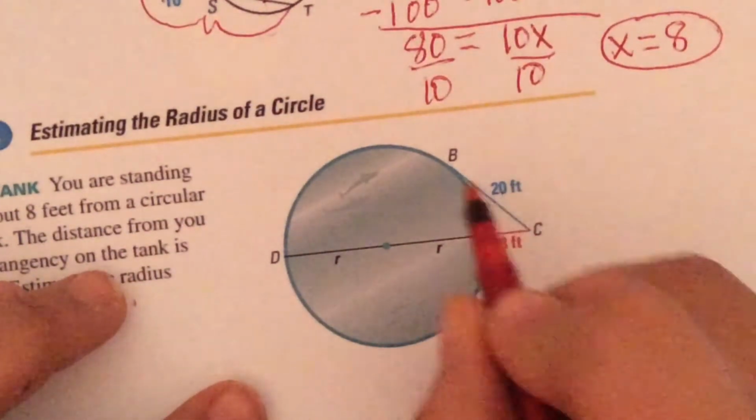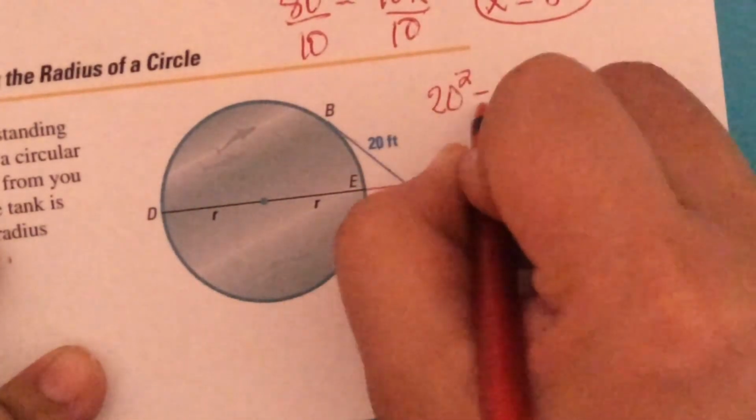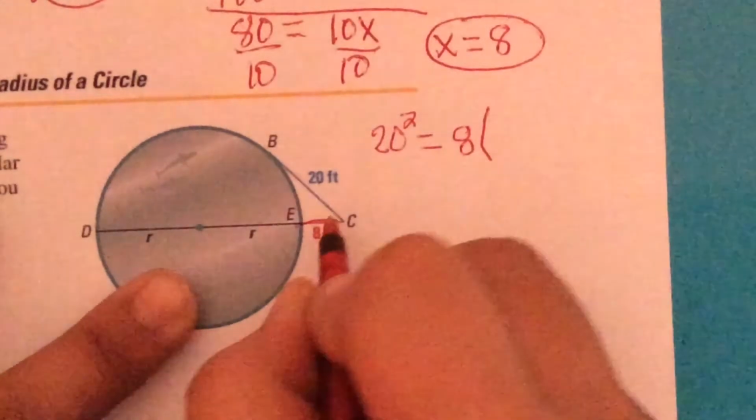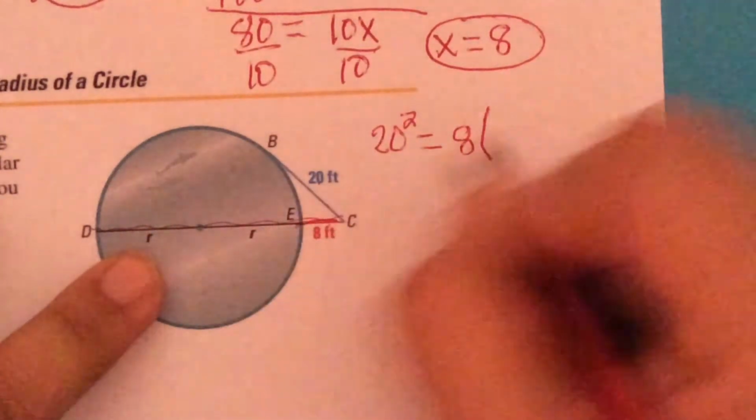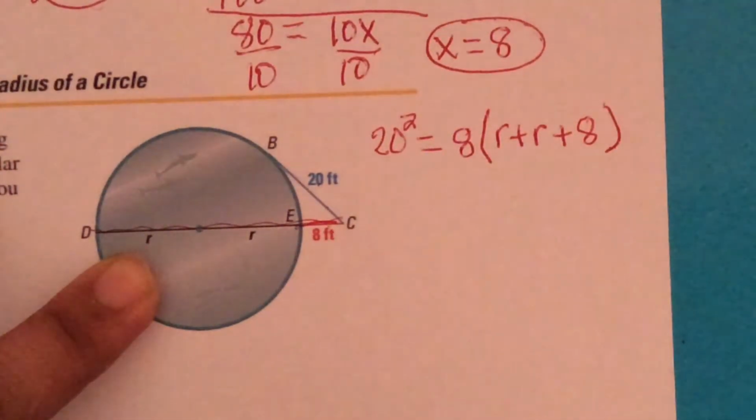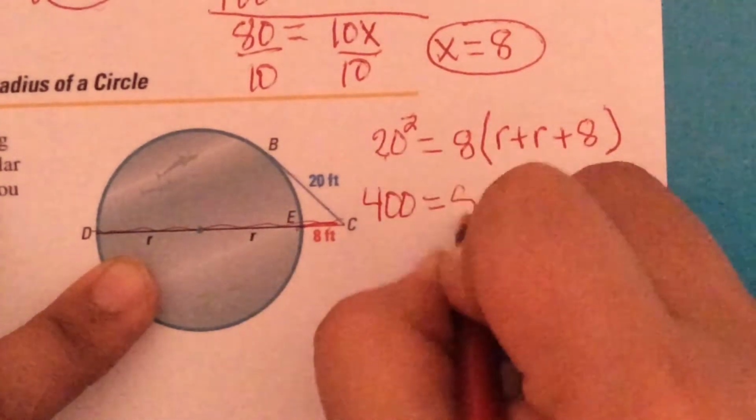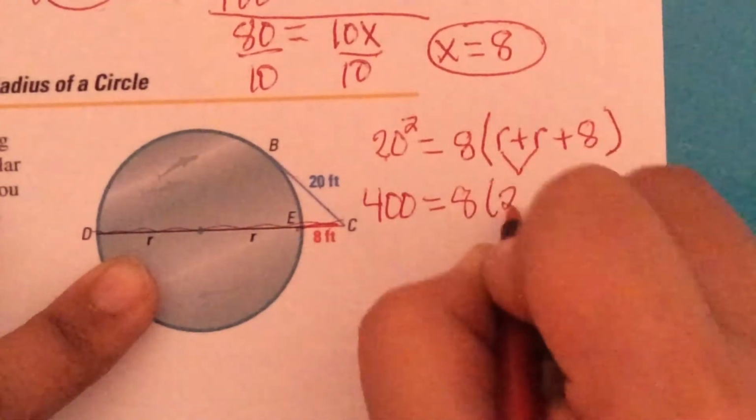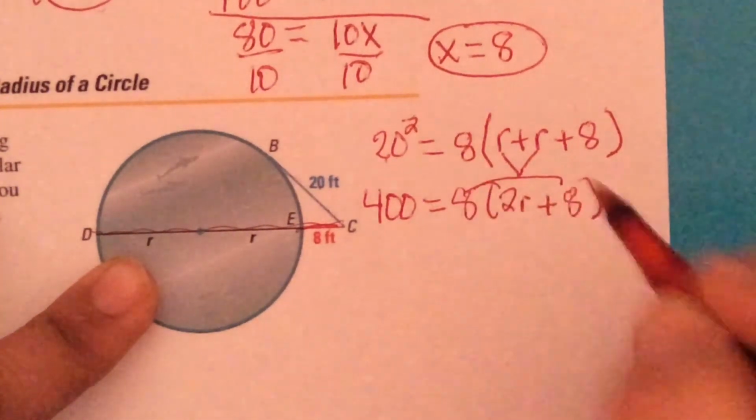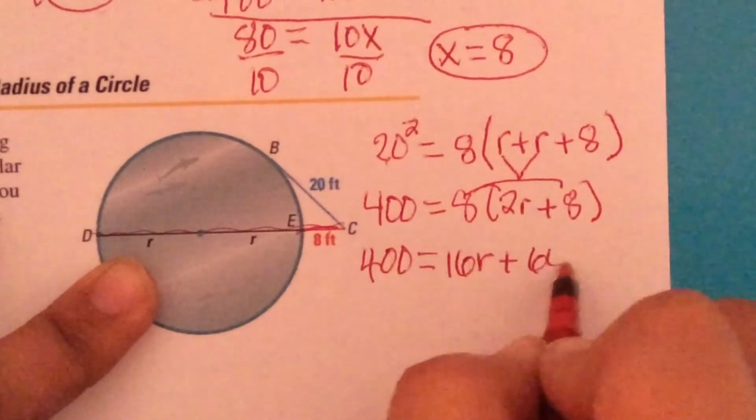That's your tangent line, so that's going to be 20 squared is equal to, and then it's this little part 8 times this whole distance right here, which is r plus 8. So now 20 squared is 400. And then I'm just going to combine the two r's to make a 2r plus 8. And then we're going to distribute. So that's going to be 400 is equal to 16r plus 64.